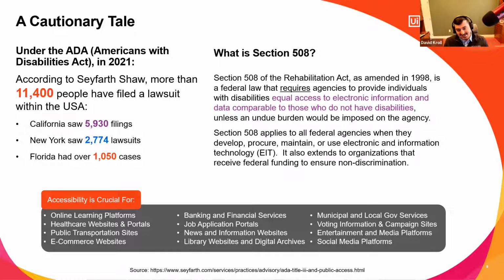And when we think about accessibility, there are just so many scenarios where it's absolutely crucial to accommodate all people. So think about things like online learning platforms, healthcare portals, public transportation sites, banking and financial services, job application portals, and voting information and campaign sites, just to name a few. There are many, many more examples, but you can see why this is so important.